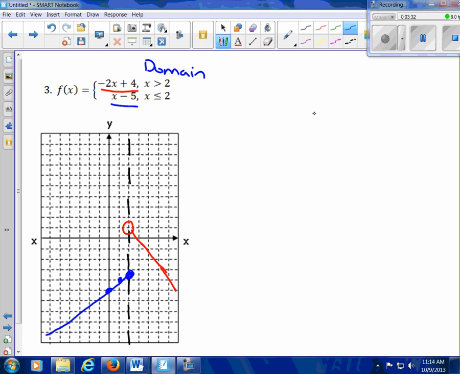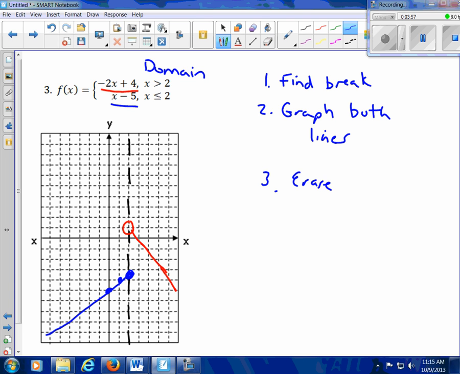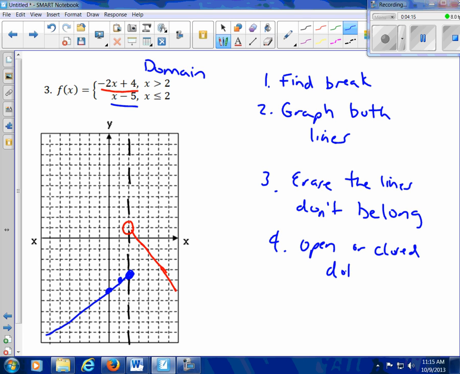So basically, let's review real quick. The first thing you want to do is figure out your break. The second thing you want to do is graph both lines like normal, just to figure out how they should look. The third thing you want to do is erase the lines that don't belong. And I should say the part of the lines that don't belong. And then the last and final thing you do is figure out open dots or closed dots where the break happens.